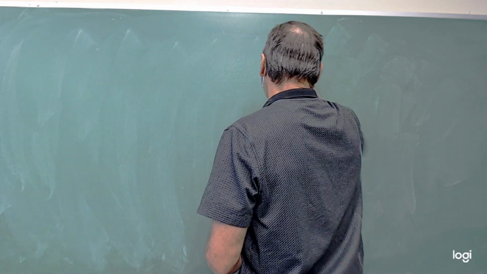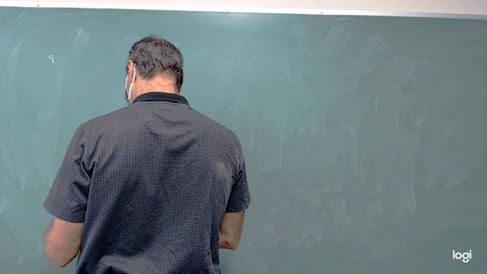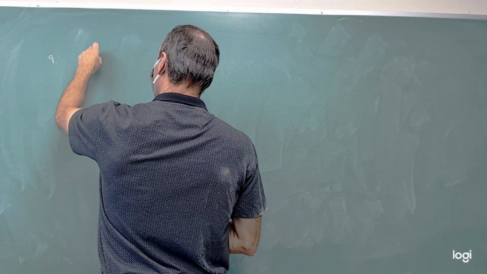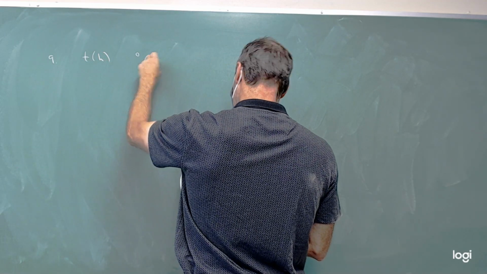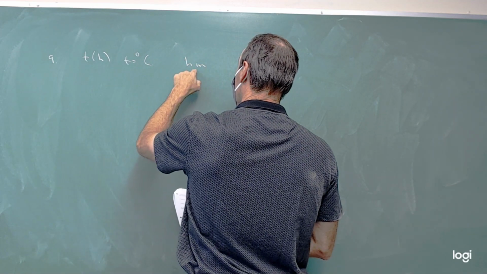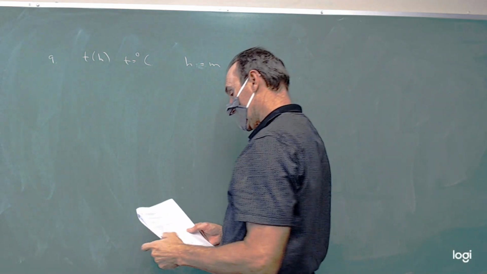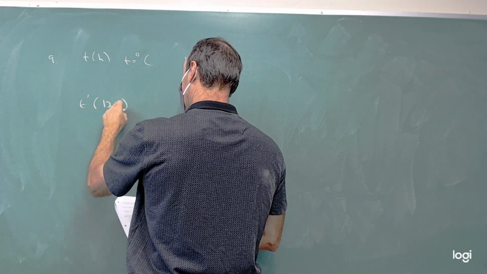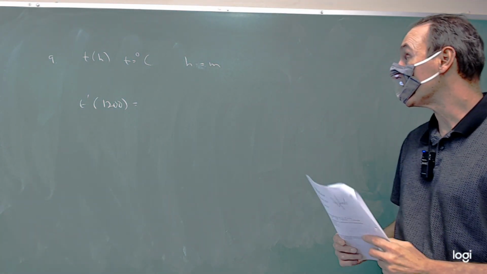So, on number 9, we are saying that T of H is in degrees Celsius at height in meters. So our T value is in degrees Celsius, and our height is in meters. So what does T prime of 1200 mean? We're trying to say it in a coherent English sentence, which challenges us all.